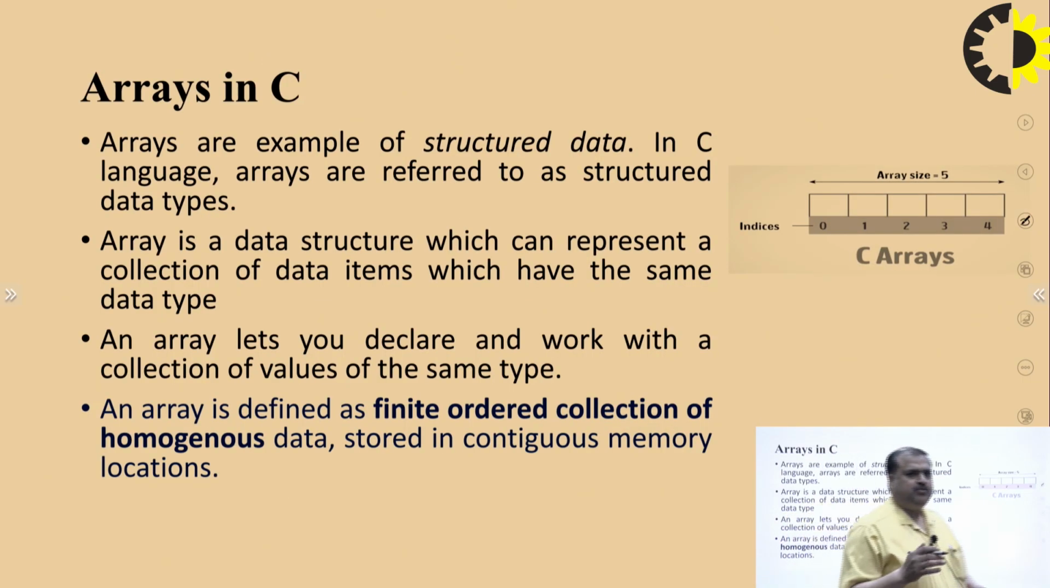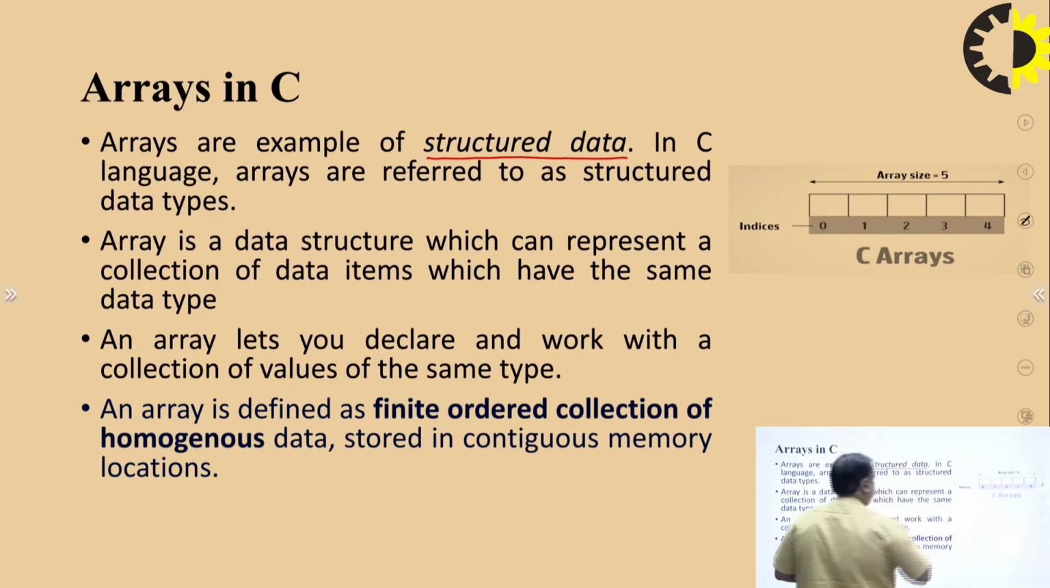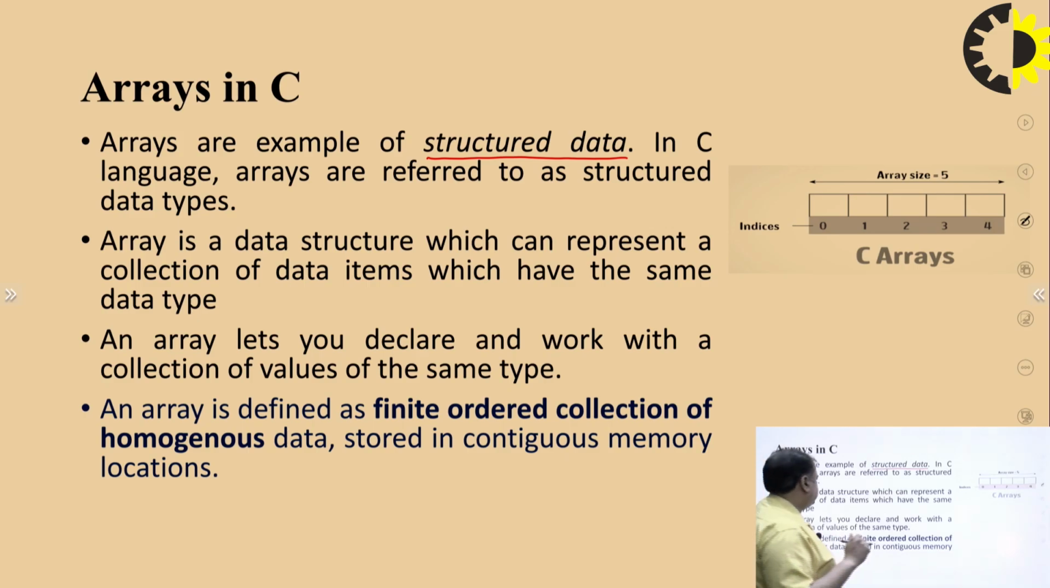Now let's try to understand what an array exactly is. Arrays are an example of structured data. We say structured data because we are storing the data in a structured manner. In C language, an array is a structured data type, a secondary data type, because we create arrays with the help of some primary data type. That's why we call an array a secondary data type.